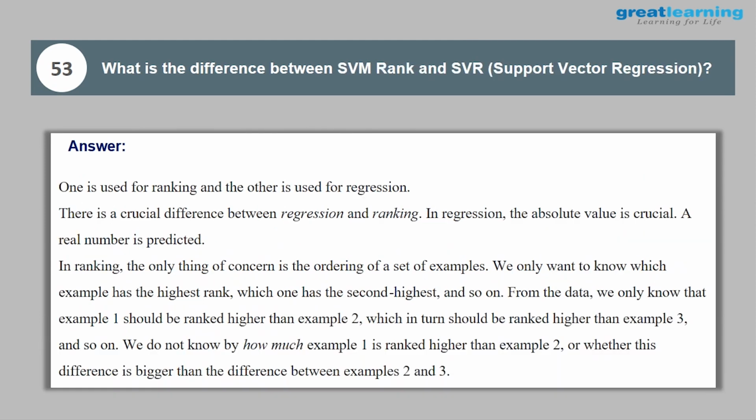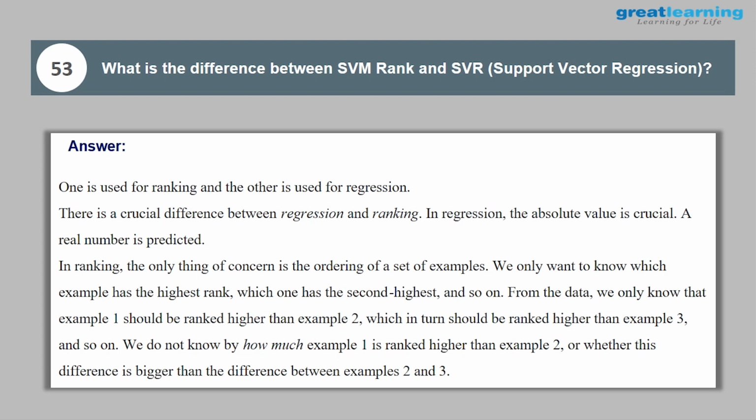Now let's have a look at what is the difference between SVM rank and SVR. So what is SVR? Support vector regression. One is used for ranking and the other one is used for regression. From the name itself we can understand that. There is a crucial difference between regression and ranking. In regression, the absolute value is crucial. A real number is predicted.